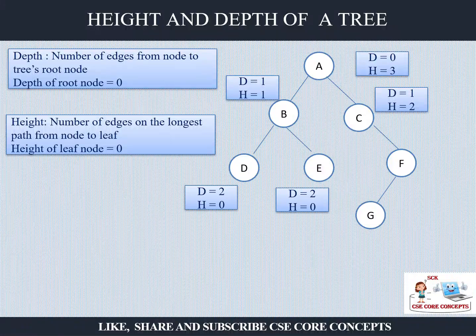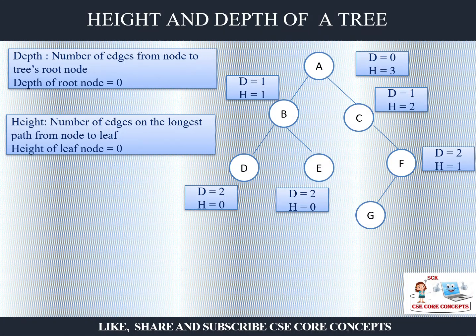Now for D. D's depth is 2 because the distance from the root node to D is 2. Now the height is 0. Why? D is already a leaf node. There are no nodes after D. So the height is 0. Similarly for E also, the depth is 2, fine, but the height is 0.